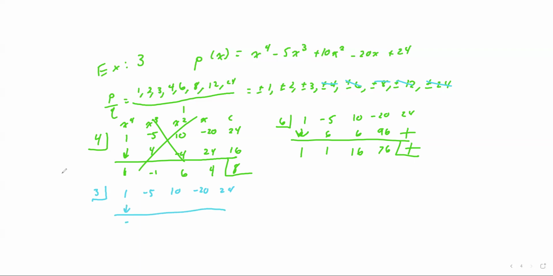So that's going to be a 1. That's going to be 3. That's going to be a -2. That's going to be a -6. That's going to be a 4. That's going to be a 12. That's going to be a -8. That's going to be a -24. Look at that. Got a 0.